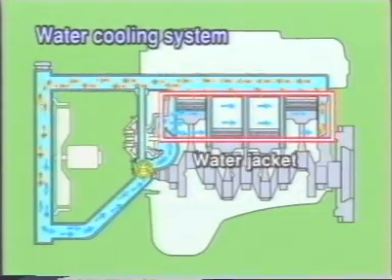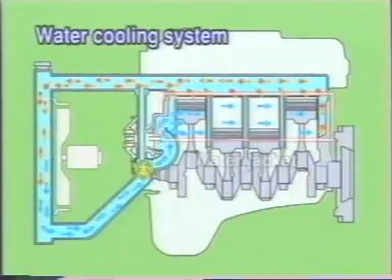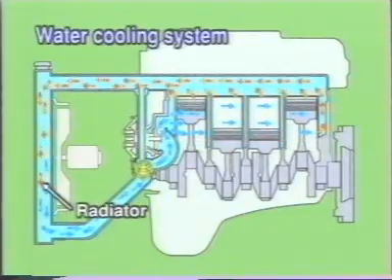In this cooling system, coolant circulated through the water jacket absorbs heat generated by the engine, thereby lowering the engine temperature. After the absorbed heat is radiated to the atmosphere by the radiator, the coolant is returned to the water jacket for circulation to cool the engine.